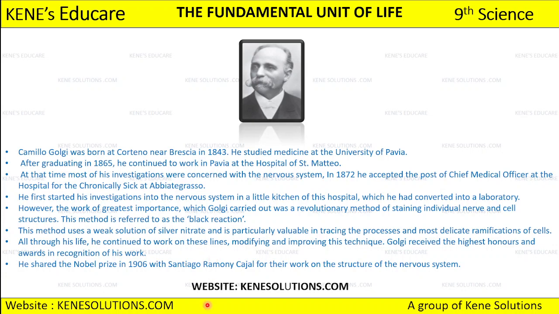Because of the efforts, hard work and consistency that he has shown, Camillo Golgi received the highest honors and awards, and he was recognized for his work. He shared the Nobel Prize in 1906 with Santiago Ramon Cajal for their work on the structure of the nervous system. Santiago Ramon Cajal was also working on the nervous system, so he shared the Nobel Prize in 1906 along with him because of the efforts Camillo Golgi put in.